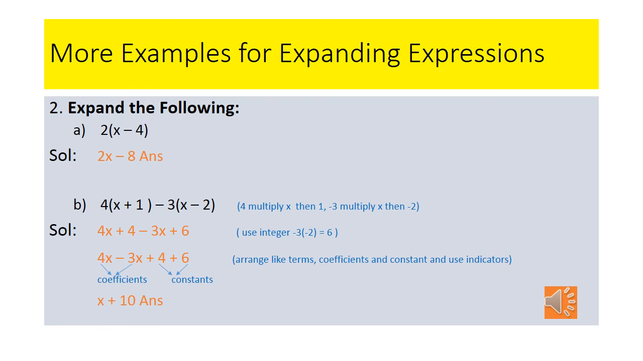Now we arrange the like terms and use the indicator. So 4x has the like term minus 3x, and 4 has the like term 6. 4x minus 3x, so only 1x, or x, is remaining. In a similar way, 4 plus 6 becomes 10. So the answer is x plus 10.